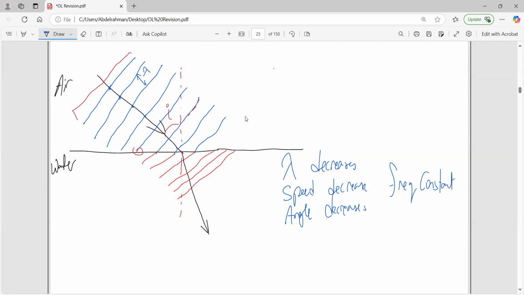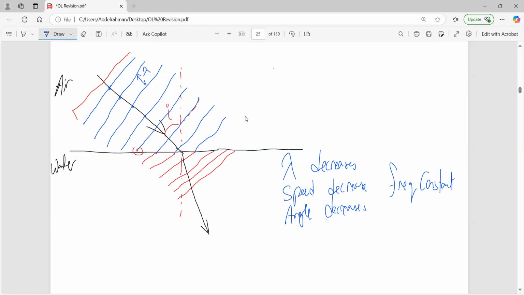Why? Because the frequency is a property of the wave that defines its type. If you increase or decrease the frequency, you're changing the whole wave. For example, and we will talk about it later on, the electromagnetic waves: we have 7 electromagnetic waves, and each wave is defined by its frequency and wavelength. So as you change the frequency, you're talking about totally different waves.